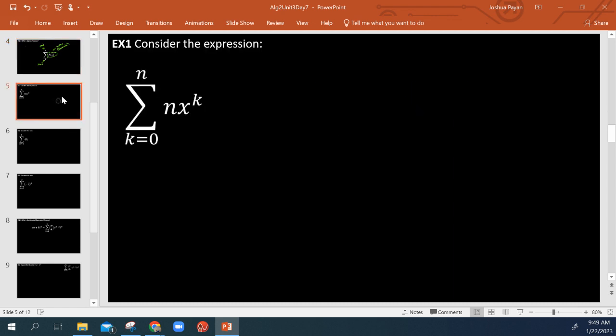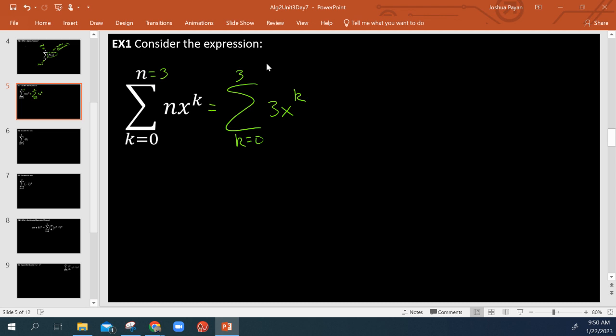Okay, so we've got an expression here, the sigma, or the sum, of n times x to the k. And of course, we're referring to this k and this n, right? So what that would mean is we start at 0, and we end at whatever n is. So let's just say n was 3. Okay, so I'm going to rewrite that. Let's just say the sum from k equals 0 to 3 of 3 times x to the k.